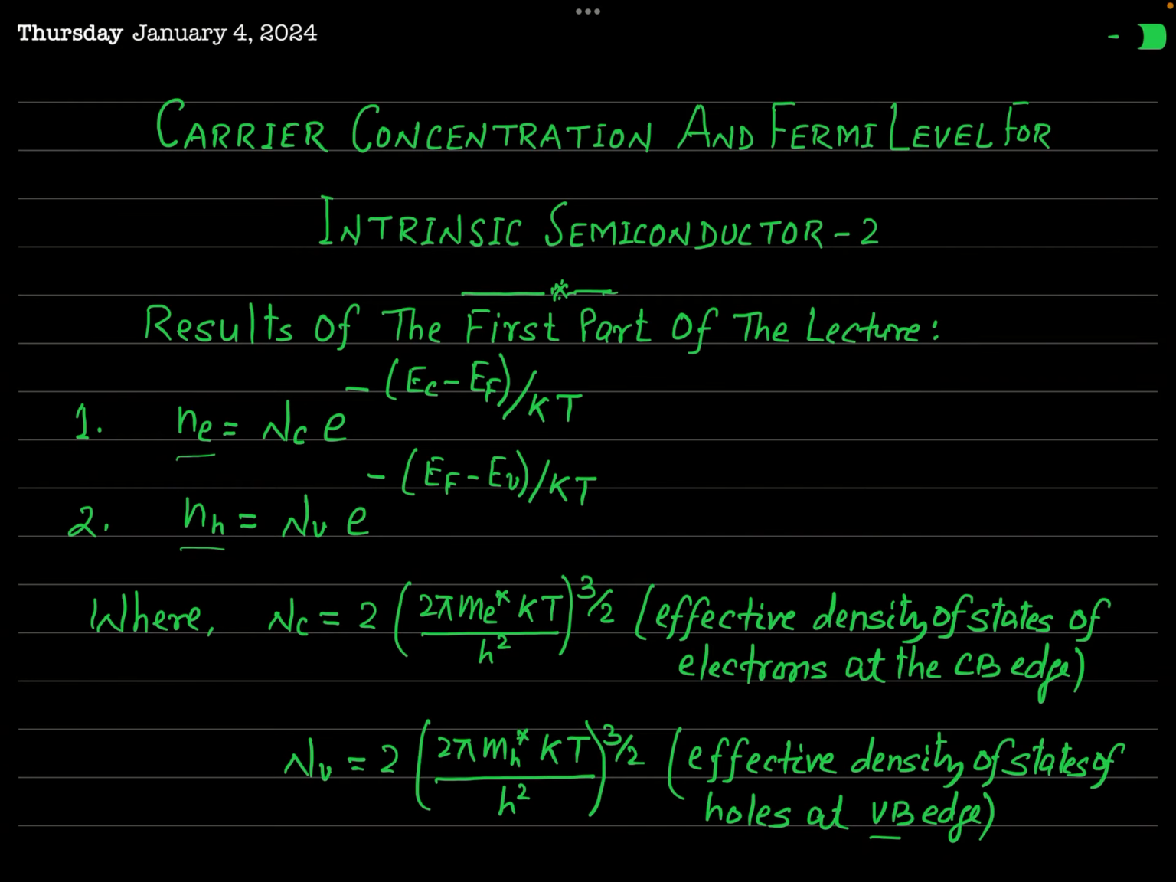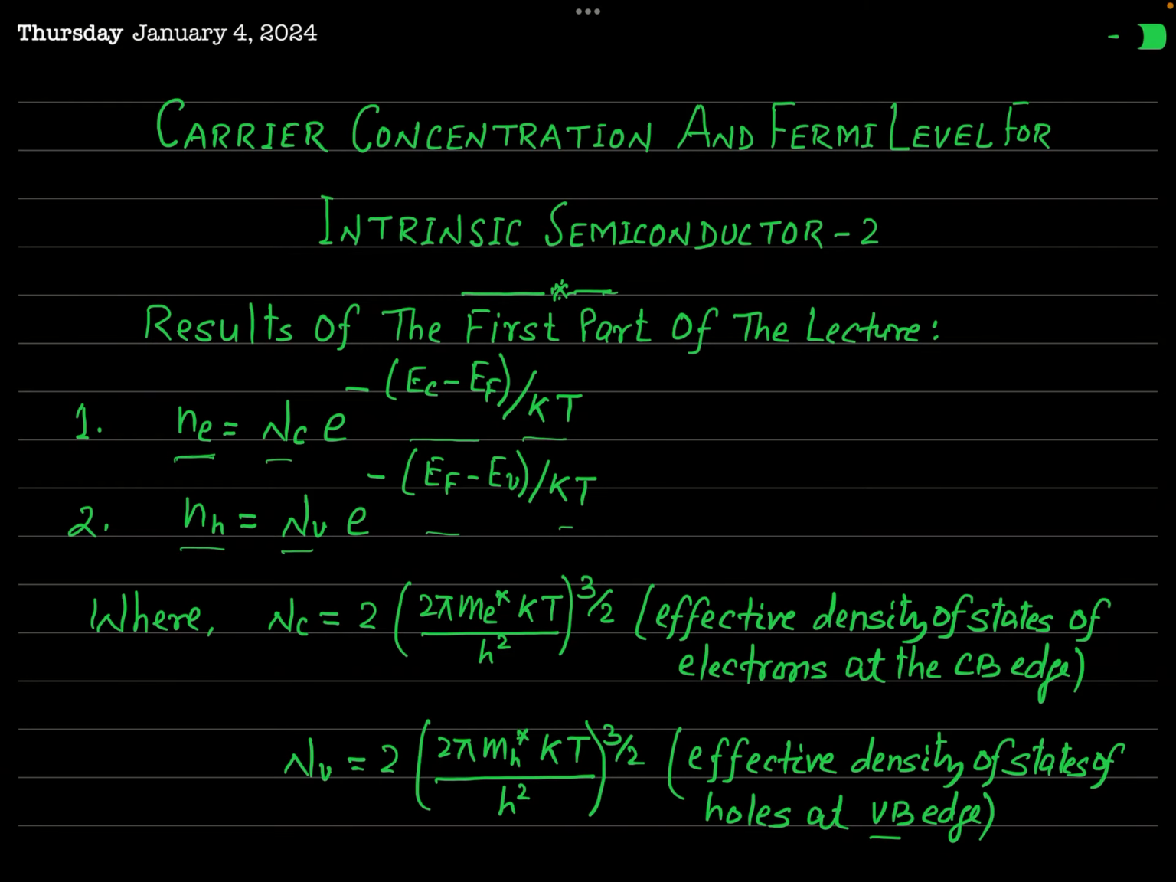And we have denoted the concentration of electrons in the conduction band by the symbol Ne, and we have obtained the result that Ne is equal to Nc times exponential raised to the power minus (Ec minus Ef) over kT. And the expression for Nh we have obtained was given by Nv times exponential raised to the power minus (Ef minus Ev) over kT.